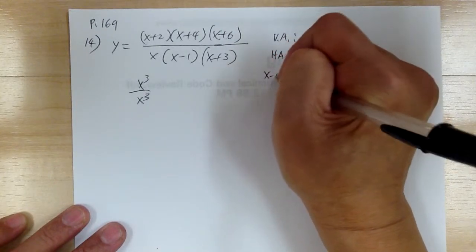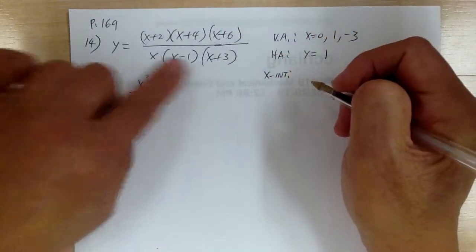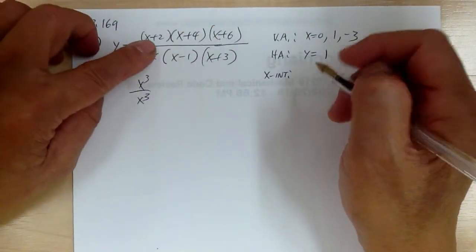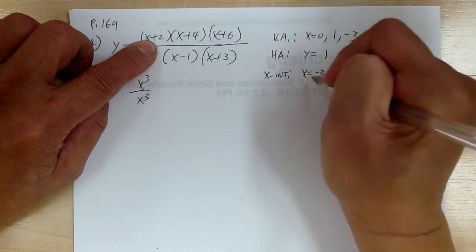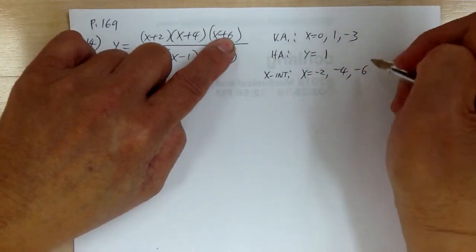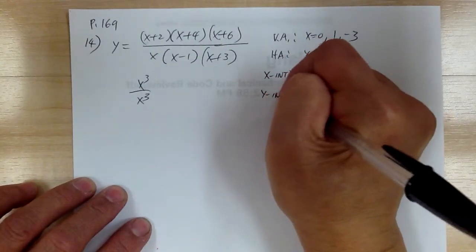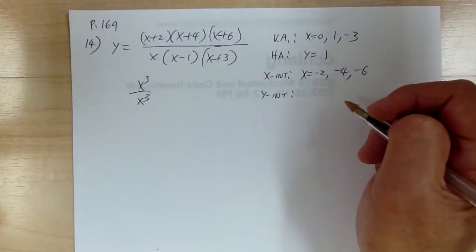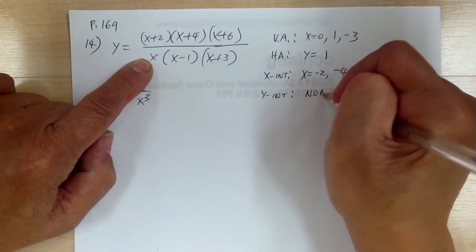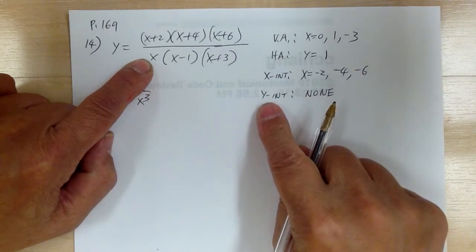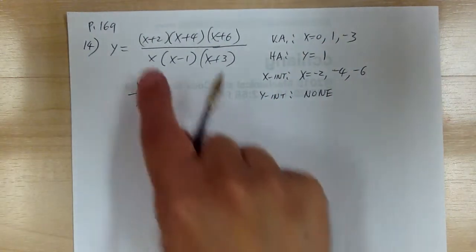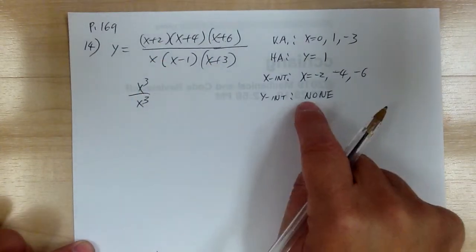Now you have to do the x-intercept. So x-intercept, again, you set y equal to 0, you cross multiply, so this whole thing is equal to 0. So from here, you're going to get x equal to negative 2. From here, you're going to get x equal to negative 4. From here, you're going to get negative 6. And then do the y-intercept. Y-intercept is when you set x equal to 0, but you cannot because you're going to have something over 0, so there's none. The reason you cannot have a y-intercept is because the y-axis is where the vertical asymptote is.